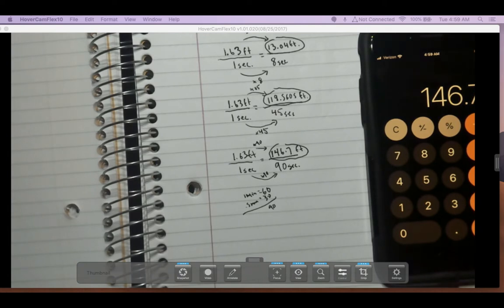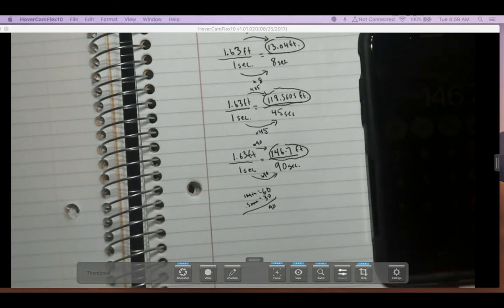Just a second. So 8 seconds was 13.04 feet. 45 seconds was 119.5605 feet. So I did use a calculator. So of course you can use a calculator. And then last one was 146.7 feet. Now I'm going to slide that over here.